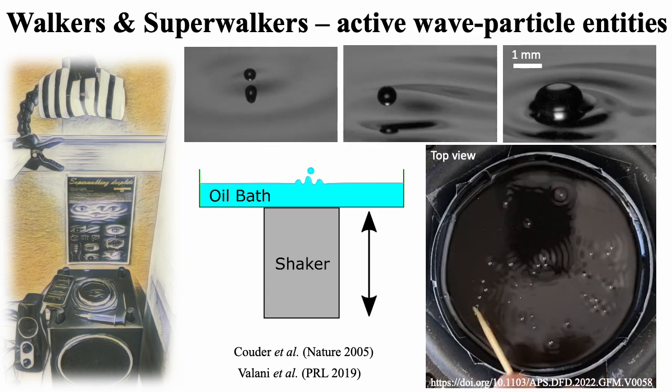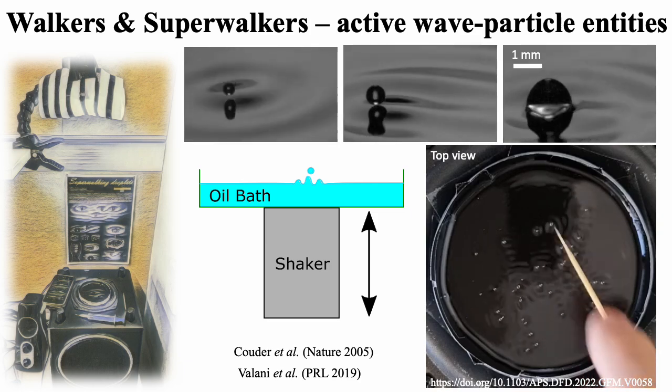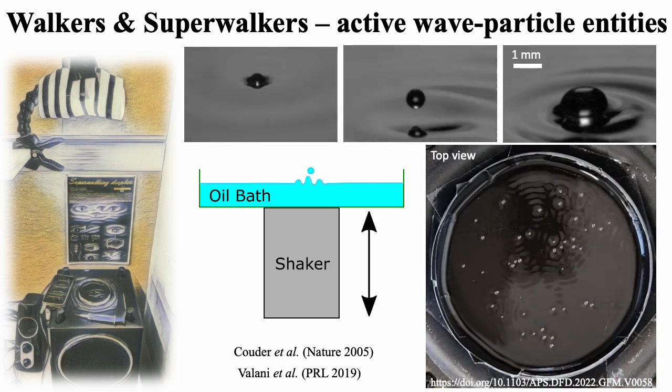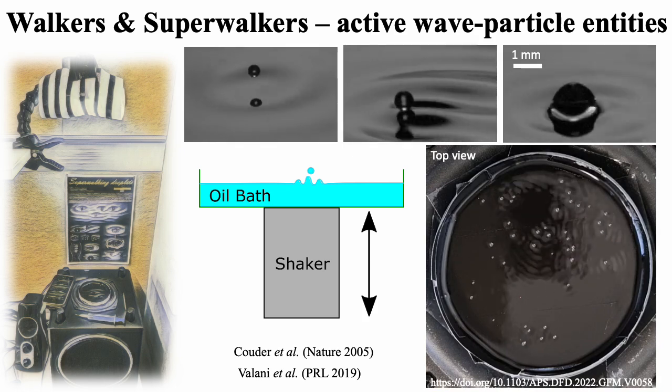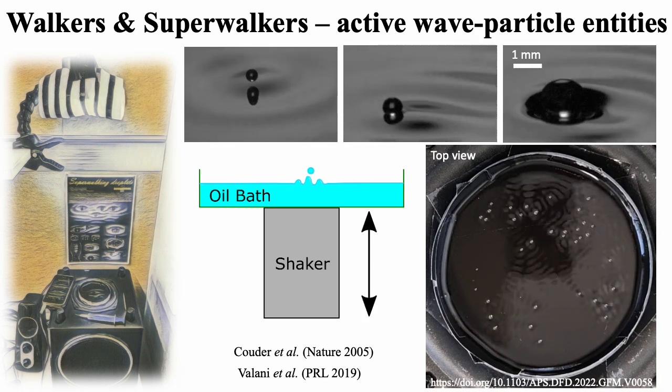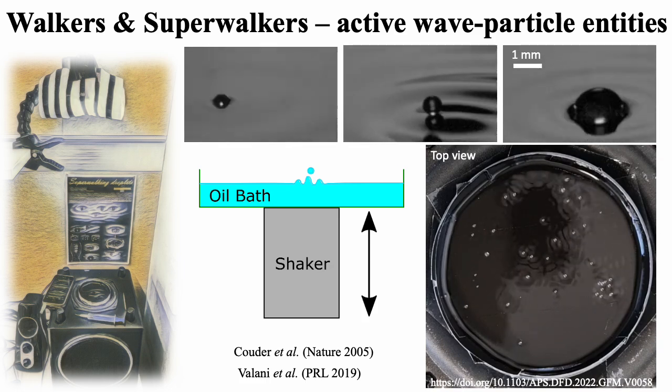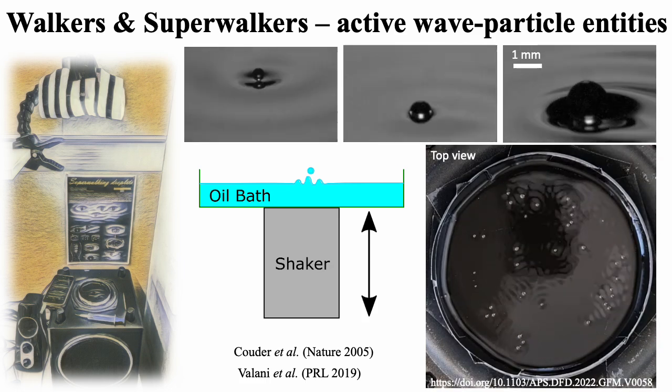Now, three key features to note about this system. First, the droplet and its underlying wave coexist as a wave particle entity. If I were to poke the droplet and make the droplet disappear, the underlying waves would decay and the surface would become completely flat.